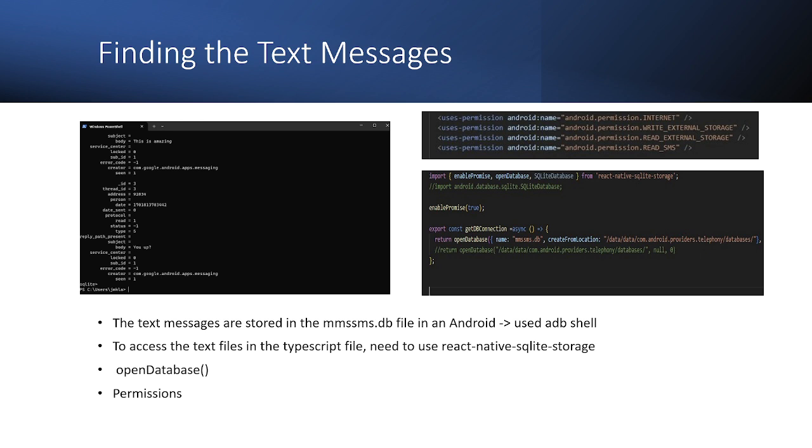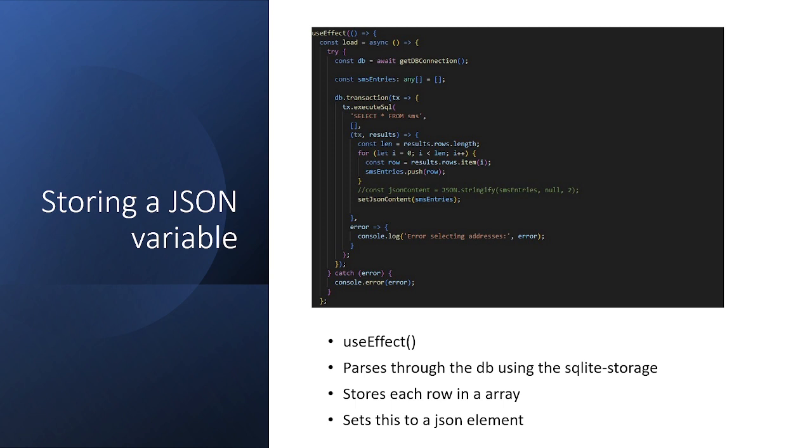So I used Open Database to retrieve a data file using the React Native SQLite Storage library. And as you can see, I also had to change some permissions in order to get this file. So once I had this file, I used an execute SQL command to store all of this in a JSON content variable using an empty list, as you can see in the code. This is all in a useEffect function. So the useEffect function is only run once. So when the page is loaded, all of the data from the database is loaded into this variable.